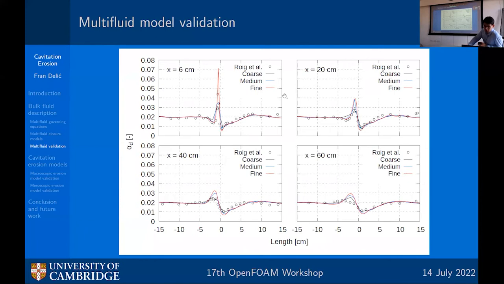These results are the phase fraction of the dispersed phase. The results show good convergence to experimental data. However, there is an overestimation of the phase fraction near the inlet, which is something that I will definitely look into. I believe this is due to the lift model. However, this is a part of the future work that I need to examine further.